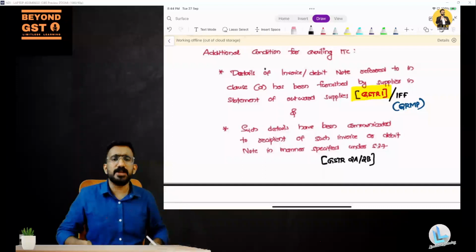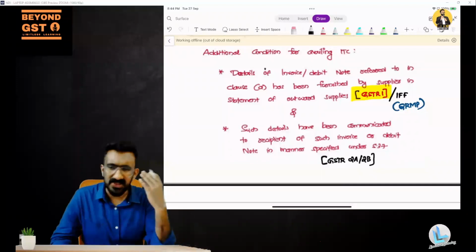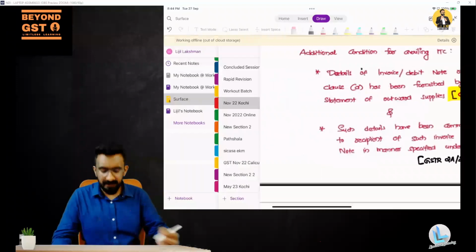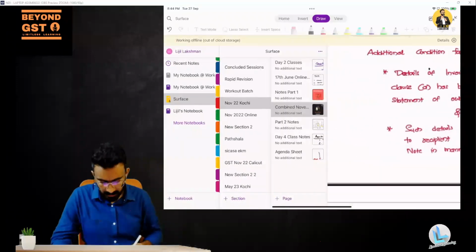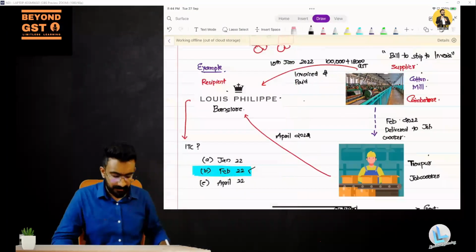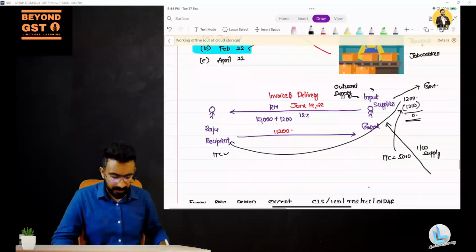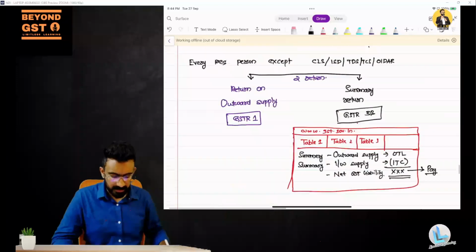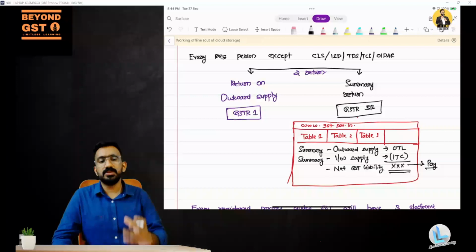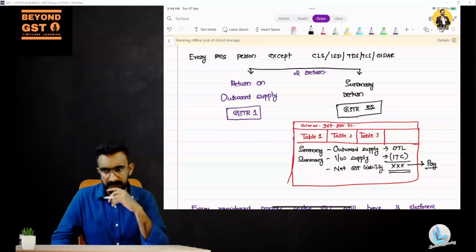Now let's try to understand this. What is this logically and how is it going to be tested in the exam? How is it different from the earlier one? How is it an amendment? We'll try to understand. For you to understand that, you need to understand a bit about the return structure that we have in GST. So first let me give you an overall idea on how the return structure in GST works.